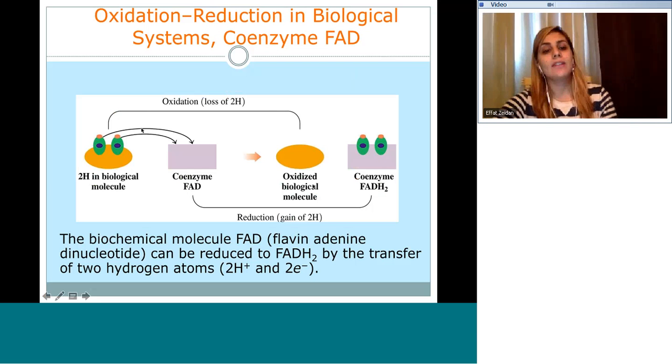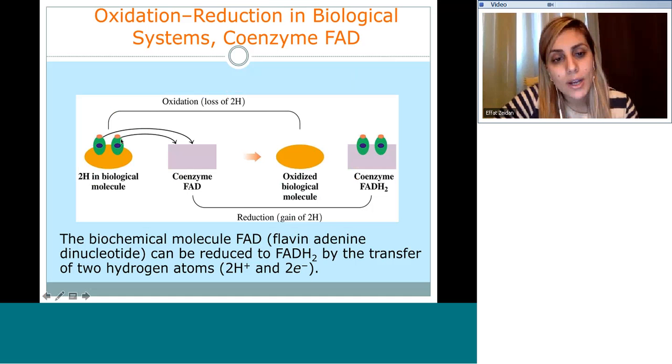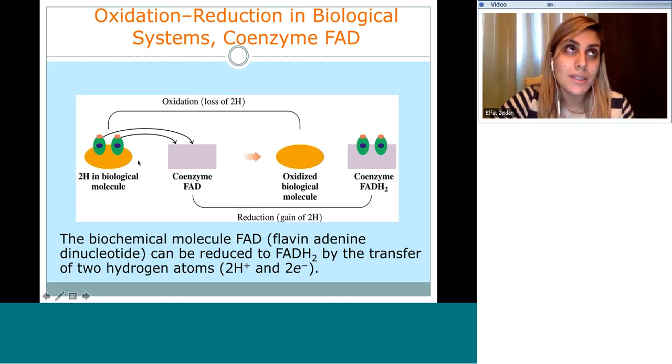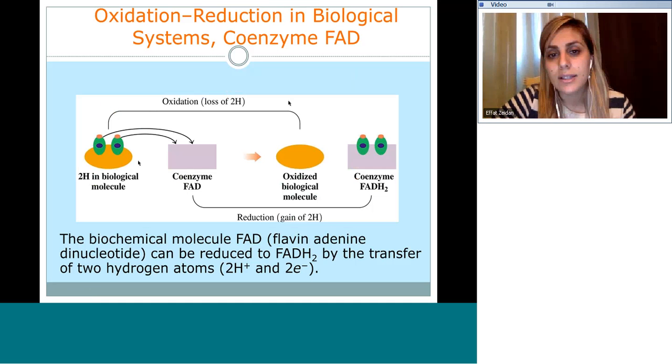So here we go. We have two hydrogens in a biological molecule. They are being transferred into this coenzyme, this other reactant. This is how we can see it in the biological systems in our bodies. We have this biological molecule that has two hydrogen atoms on it. It is losing these hydrogen atoms to go to coenzyme D. If it loses hydrogen atoms, that corresponds to an oxidation reaction, right? That's an oxidation reaction. This is the oxidized biological molecule.